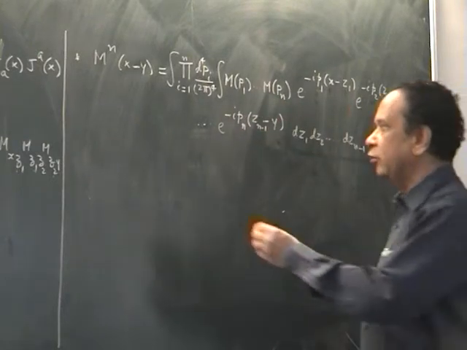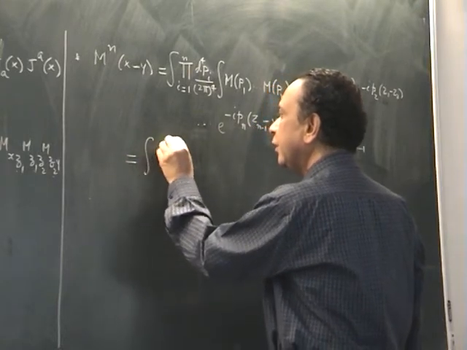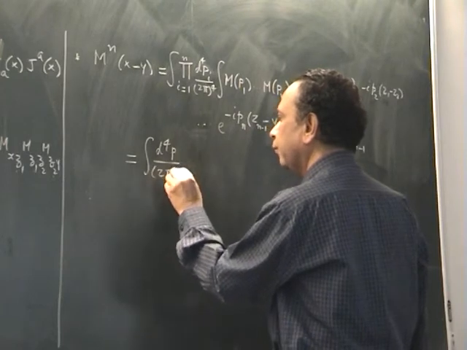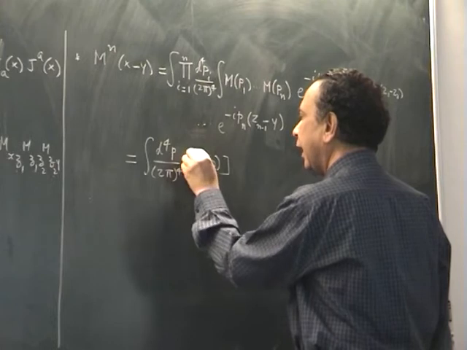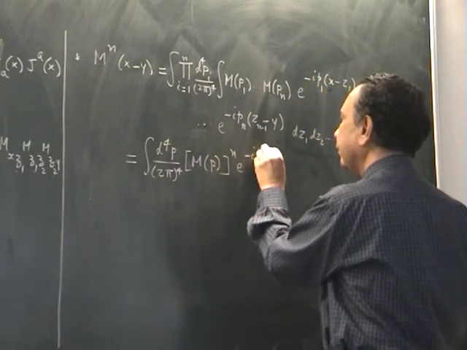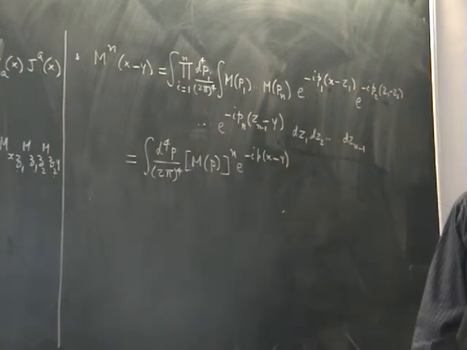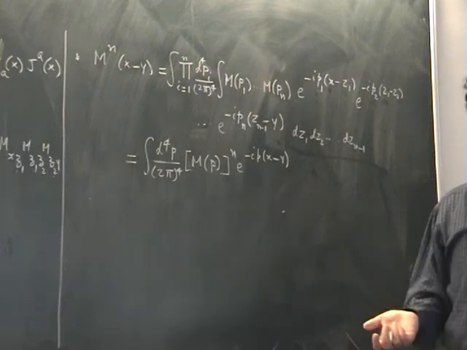So just work this out for yourself and you will find that this is going to be equal to ∫ d^4p / (2π)^4 m(p)^n e^{-ip(x−y)}. Okay. Once you have the result, it is fairly easy to understand intuitively.